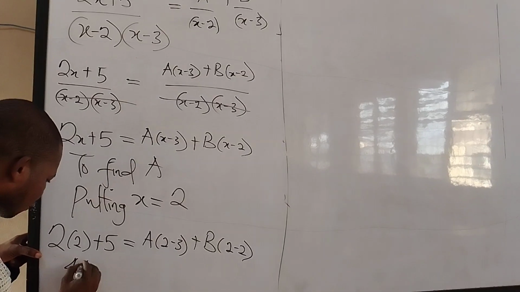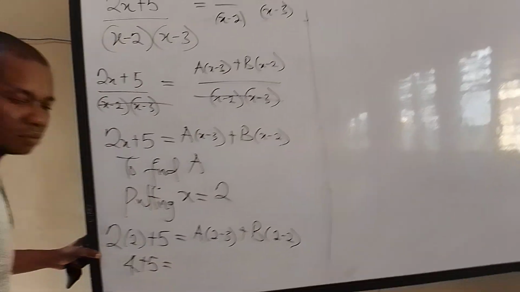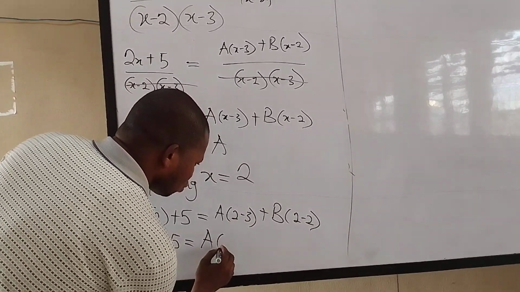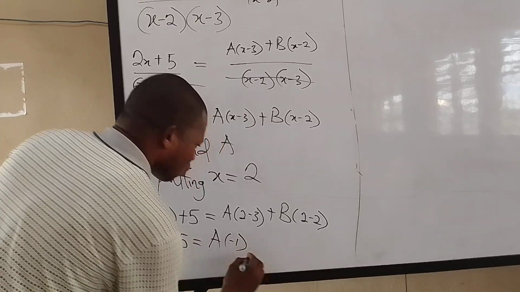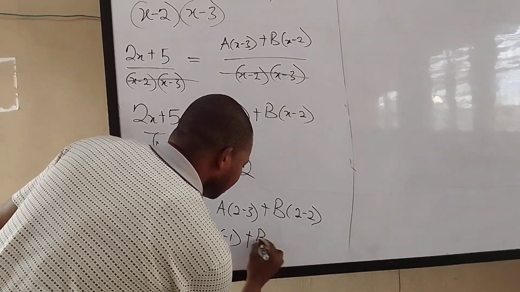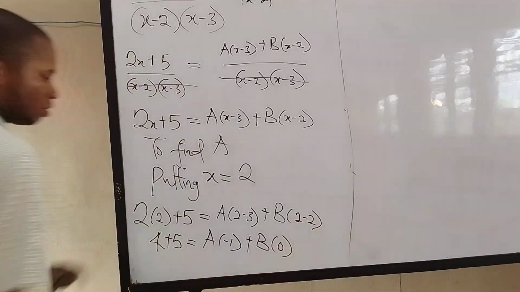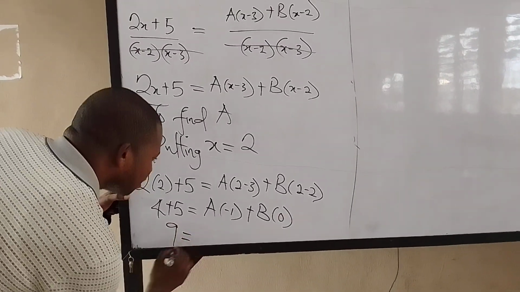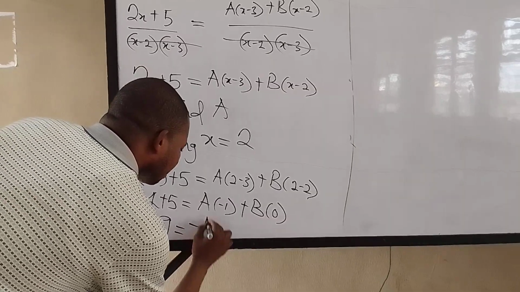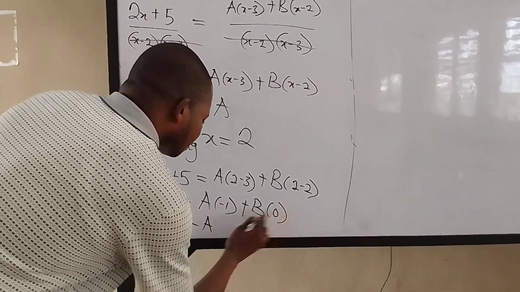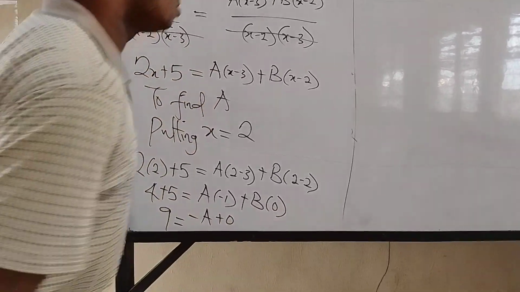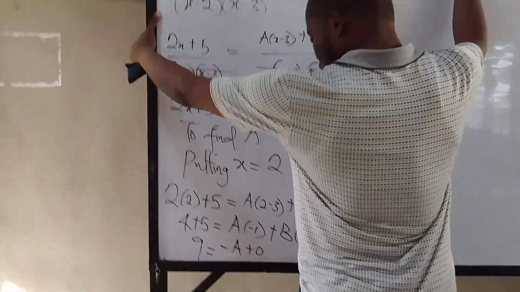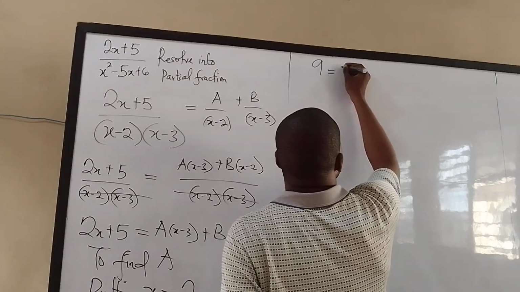4 plus 5 is equal to a into 2 minus 3 will give you minus 1, plus b into 0. That is, 2 minus 2 is 0. So 4 plus 5 gives me 9 is equal to minus 1 times a will give me minus a. Then b times 0 is what? 0. So at the end of the day I have 9 is equal to minus a plus 0, which gives me minus a.